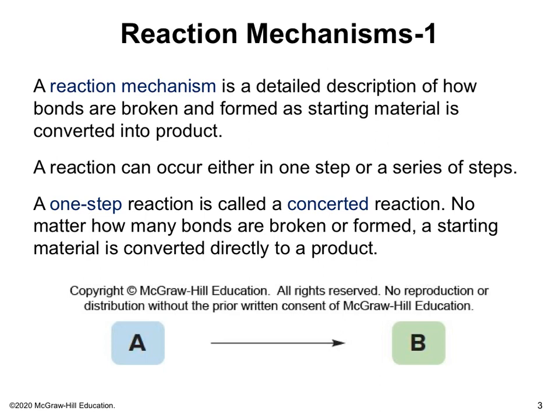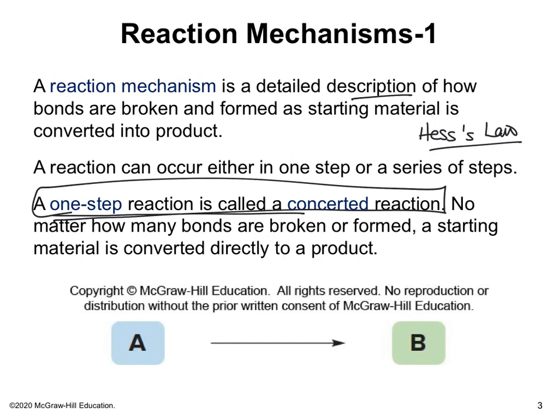A reaction mechanism is a detailed description of how the bonds are broken, and a lot of times you learn this in Gen Chem with Hess's law. That was your first introduction to reaction mechanisms. Here, a one-step reaction is concerted, so you'll hear me talk about whether this is a concerted reaction. You'll see SN2 is a concerted reaction, and you'll have to know that, and that means there's just going to be one step. Your acid-base reaction, where you just had the arrows going from your base to your proton.